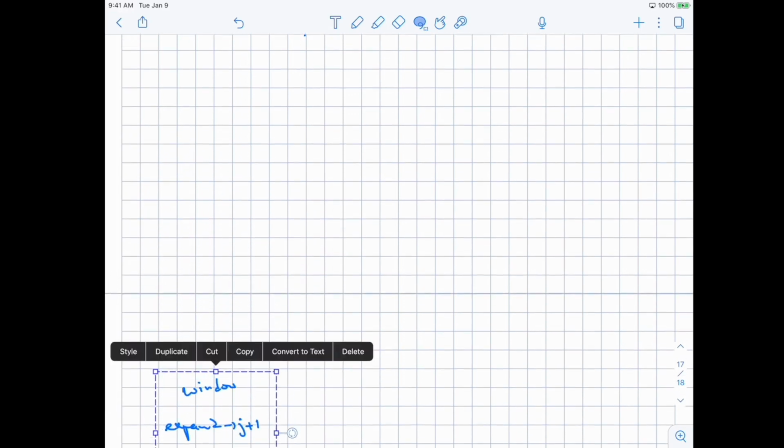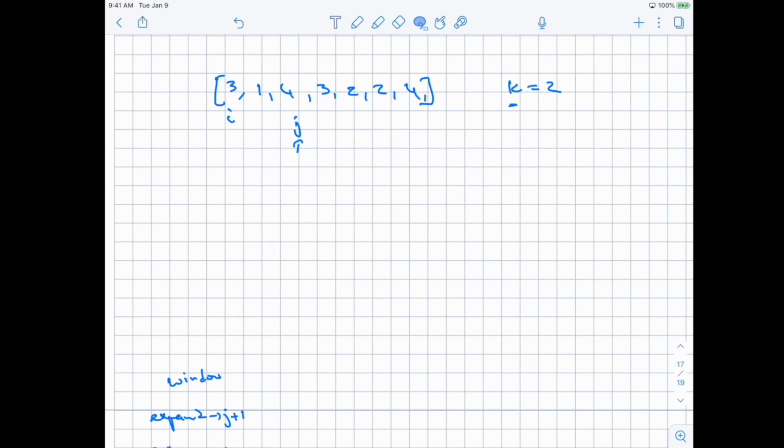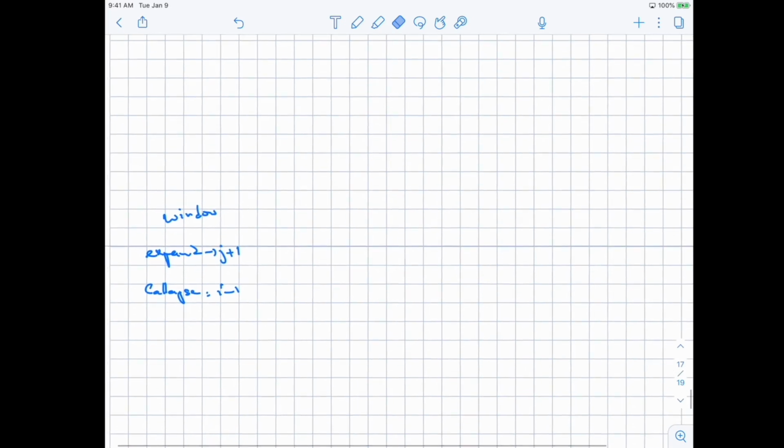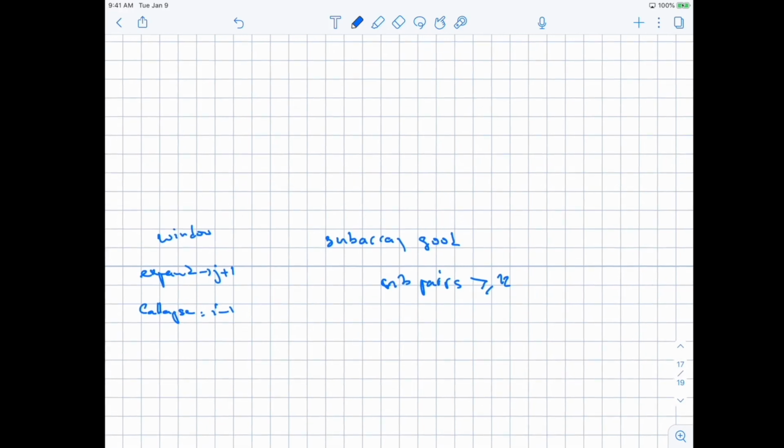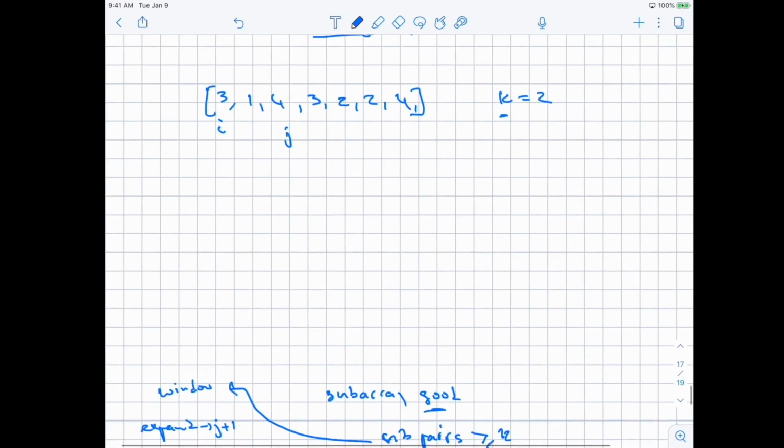So for our use case, what do we need? We need the count of subarrays. How do we know a subarray is good? That's what we want to know. When is a subarray good? The problem says if the number of pairs is at least k, which means it's bigger or equal to k. So this tells us immediately that we need our window to maintain the number of pairs so that we can know if our window is good or not. And the window here would be just a subarray. It would be basically just from I to J.